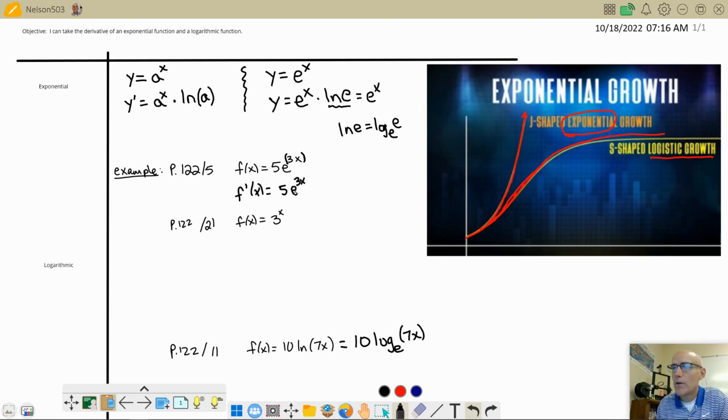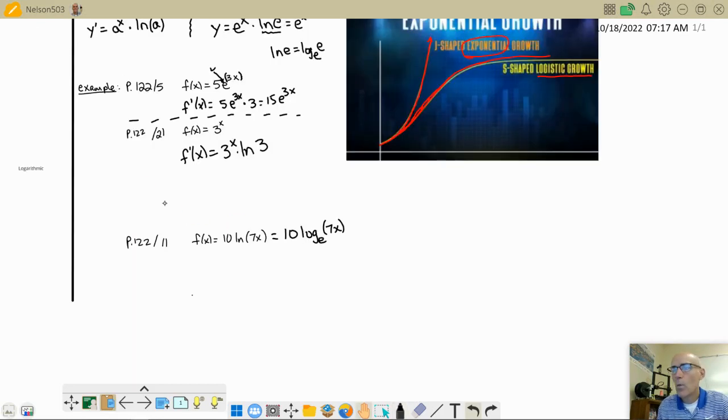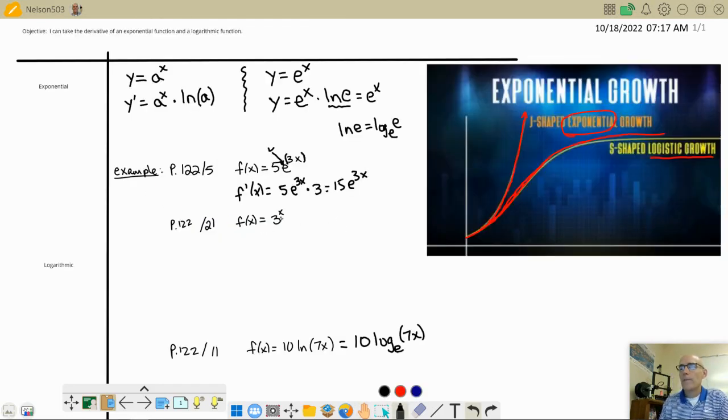Okay, I'm done with that e derivative right in there. Check mark. Now I step inside my function, that 3x function, and I'm going to take the derivative of that, and I get just plain 3. The derivative of 3x is just 3. So let's rewrite this. 3 times 5 is 15. So I get 15e to the 3x. All right, let's step down here to this one.